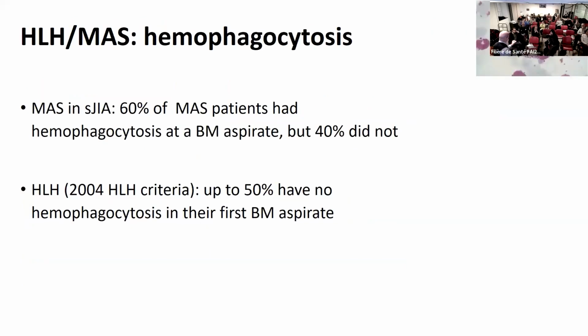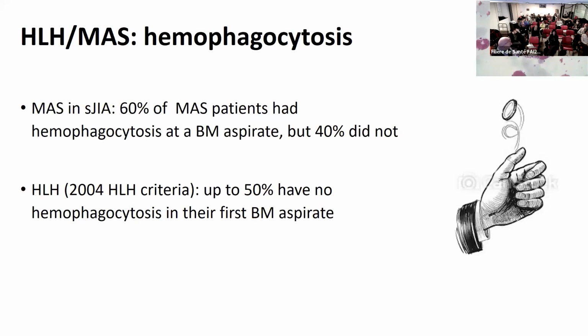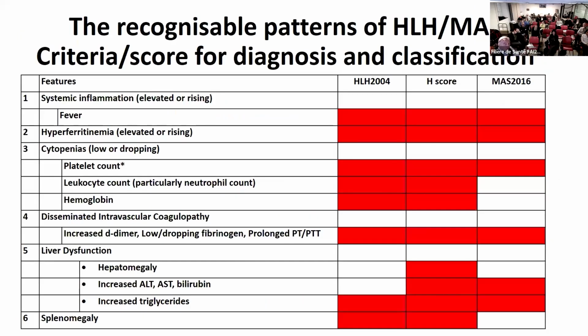As Bruno mentioned, don't look for the first H of HLH, hemophagocytic lymphohistiocytosis. That H is wrong because 50% of the patients with hyperinflammation do not have hemophagocytosis at their first bone marrow. So don't do the bone marrow to look for hemophagocytosis. Do the bone marrow because you need to exclude malignancies and bone marrow diseases. It's like tossing a coin, so don't do it.